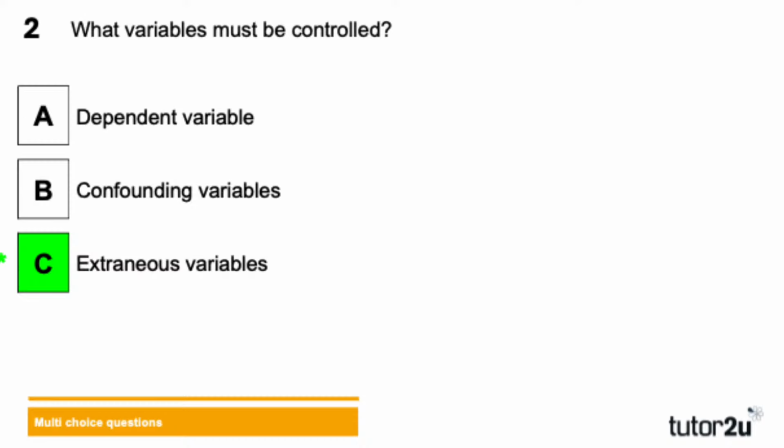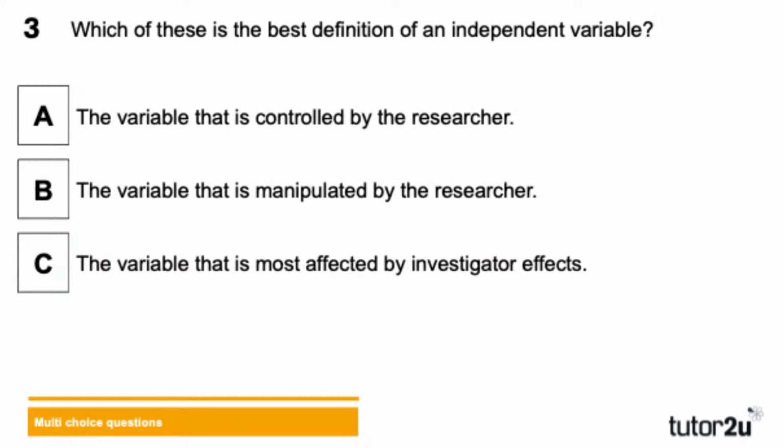Extraneous variables, and students often get B and C muddled. Remember, an extraneous variable is something we can identify and control for, and we should control for. Confounding tends to be an extraneous variable that hasn't been controlled for, or something that cannot be controlled, like the weather, that does confound, hence the word. It confounds the DV. So well done on that one.